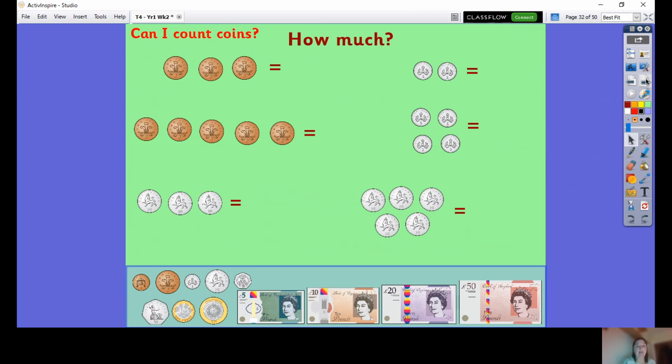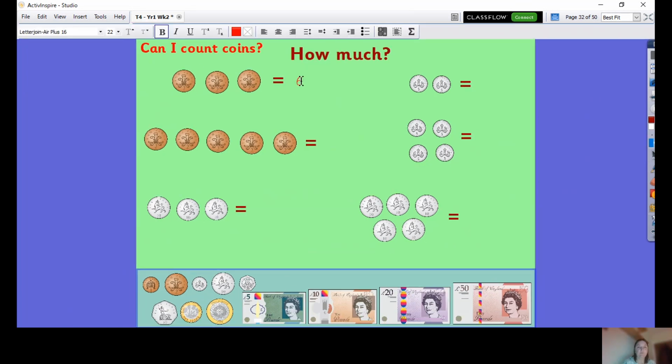Okay, so now we've just been counting in 2s, 5s and 10s, and we can use that knowledge now to help us to work out the value, how much. So we've got here 3 2s, so we can count in 2s. I'm going to go 2, 4, 6. Remember, I'm going to put the P for pence, 6 pence.